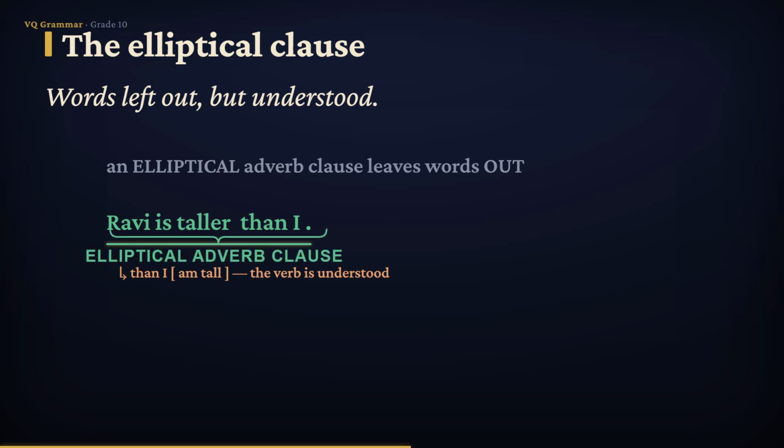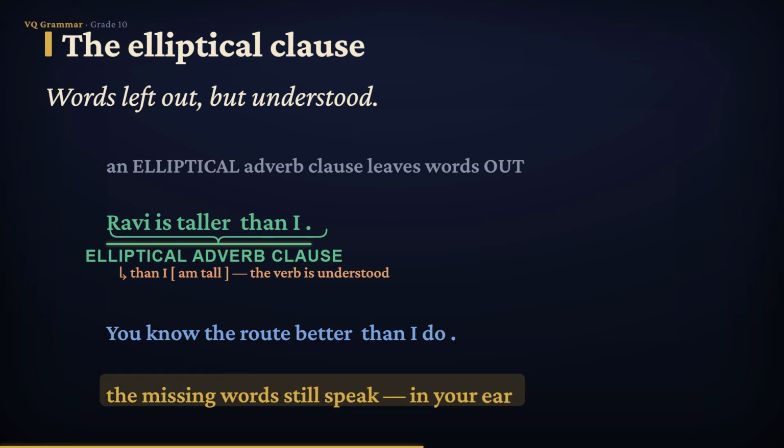an elliptical adverb clause. Here's another. You know the route better than I do. Nothing is truly missing in meaning. The understood words are quietly doing their work anyway. So here's a quick trick. Mentally finish the clause. If the sentence still makes perfect sense, you have found an elliptical adverb clause.